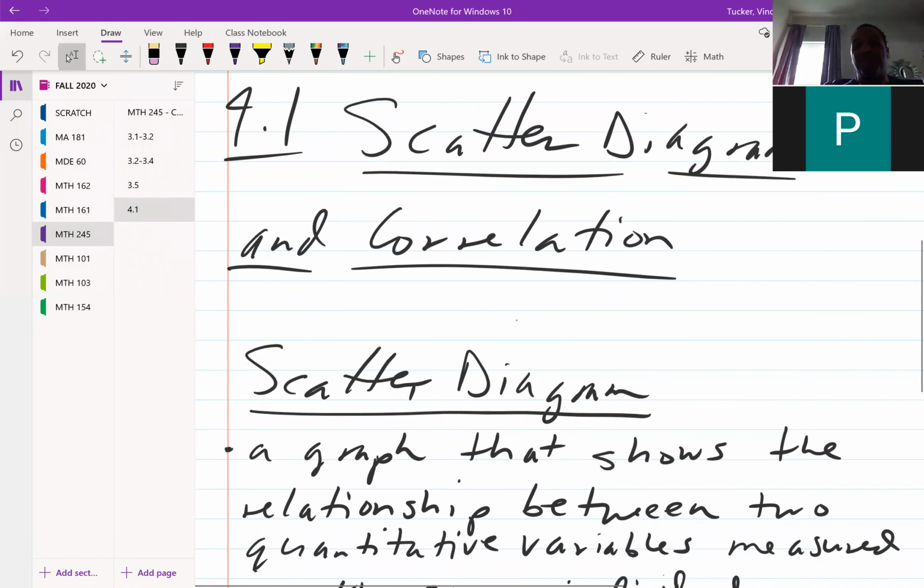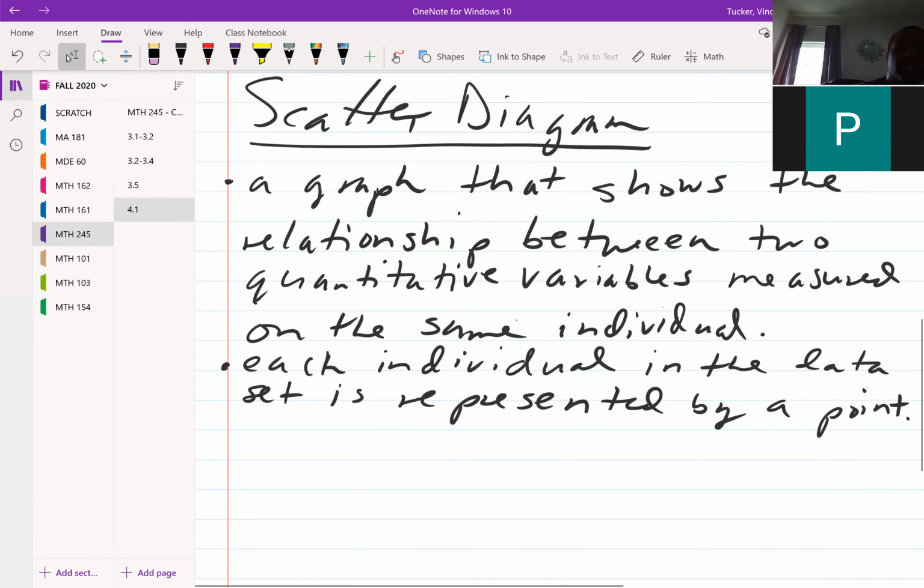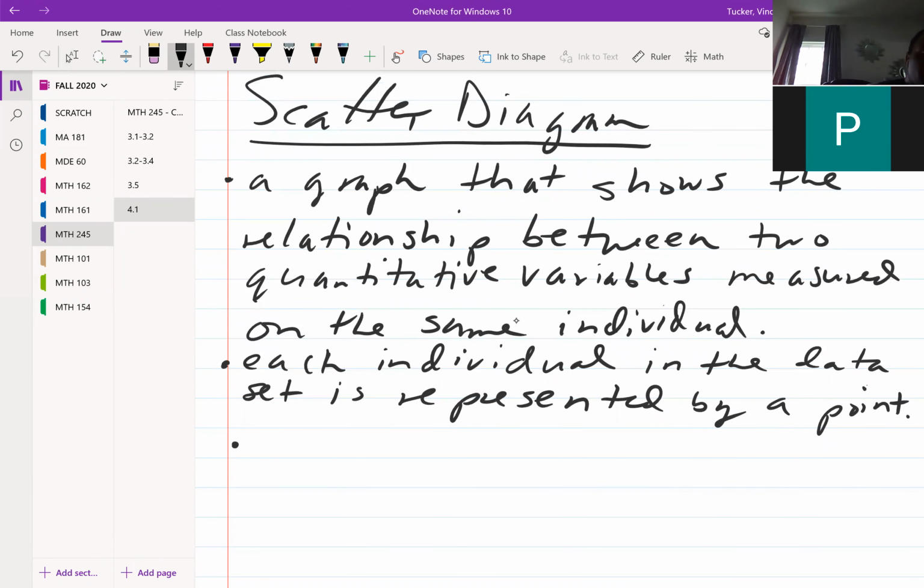All right, so 4.1, scatter diagrams and correlation. So we start off with scatter diagram, a graph that shows the relationship between two quantitative variables measured on the same individual. Each individual in the data set is represented by a point. I'll draw some later in a second.